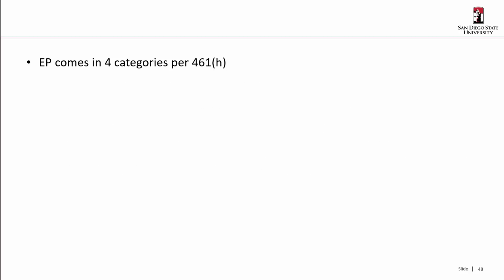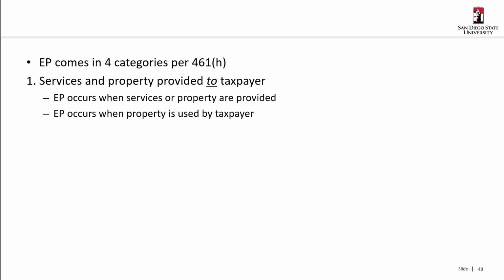Got it. What is economic performance? Well, economic performance depends on what the underlying transaction is. So the obvious one is when you buy services or property. So I'm buying services from someone or I'm buying goods from someone. Well, when economic performance occurs is probably exactly when you thought it occurred to begin with. So it would occur when the services or property are provided. So for example, if I'm buying widgets, then economic performance occurs when the widgets are provided to me.